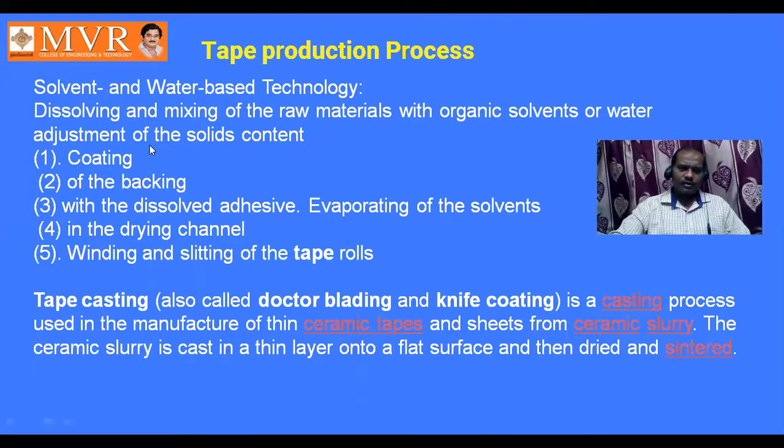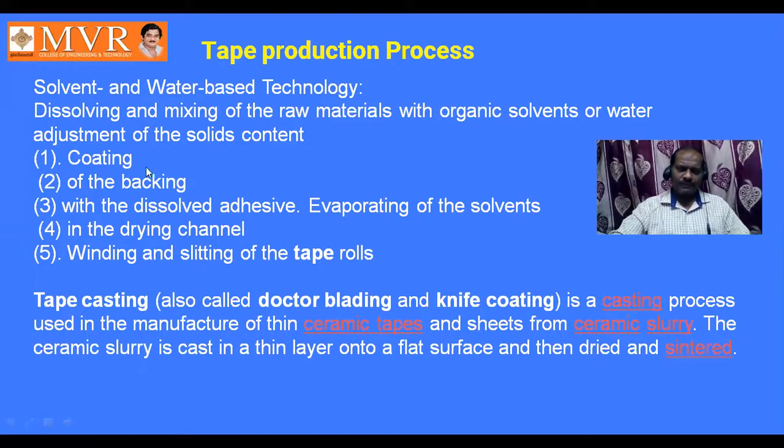First we go for coating of the backing with the dissolved adhesive, evaporating the solvents in the drying channel, and winding and slitting of the tape rolls. So the process is broken into five.